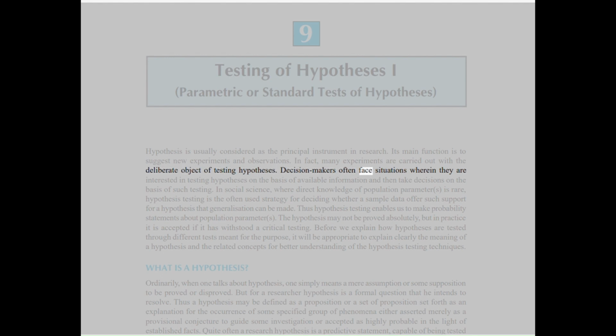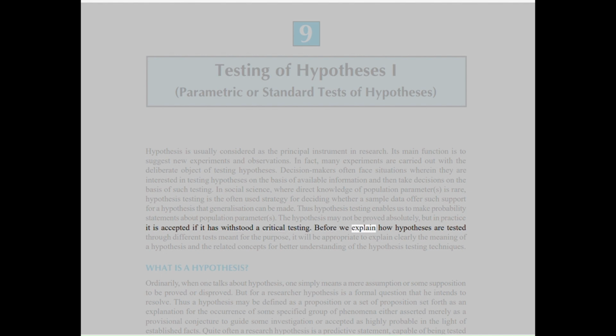Decision-makers often face situations wherein they are interested in testing hypotheses on the basis of available information and then take decisions on the basis of such testing. In social science, where direct knowledge of population parameters is rare, hypothesis testing is the often used strategy for deciding whether a sample data offers such support for a hypothesis that generalization can be made. Thus, hypothesis testing enables us to make probability statements about population parameters. The hypothesis may not be proved absolutely, but in practice it is accepted if it has withstood a critical testing.